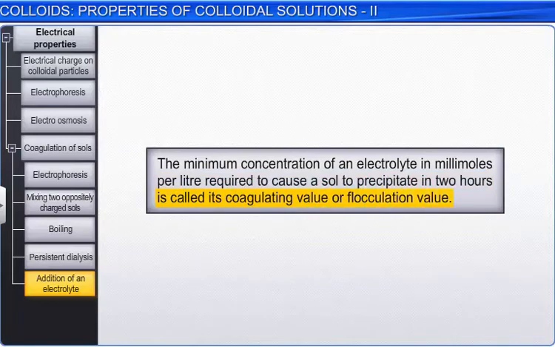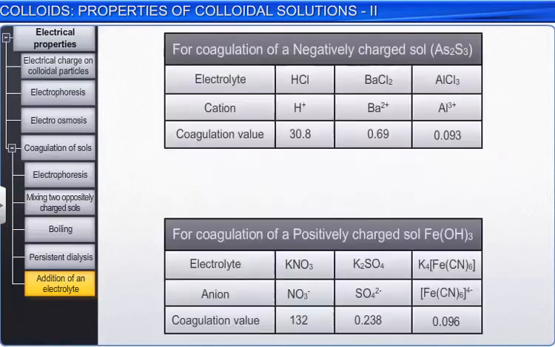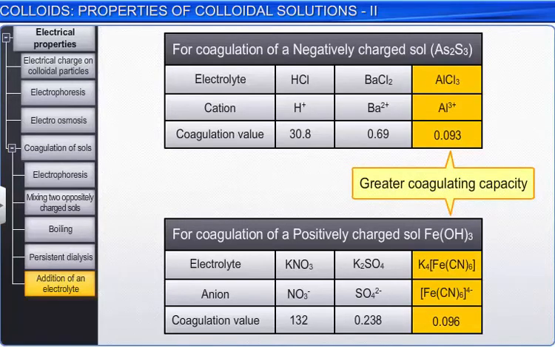It is important to note that the smaller the flocculation value, the greater is the coagulating power of the electrolyte. You can see from the table that the Al3+ cation and the [Fe(CN)6]4- anion have extremely low values of flocculation. Therefore, they exhibit greater coagulating capacity as compared to other ions in their category.